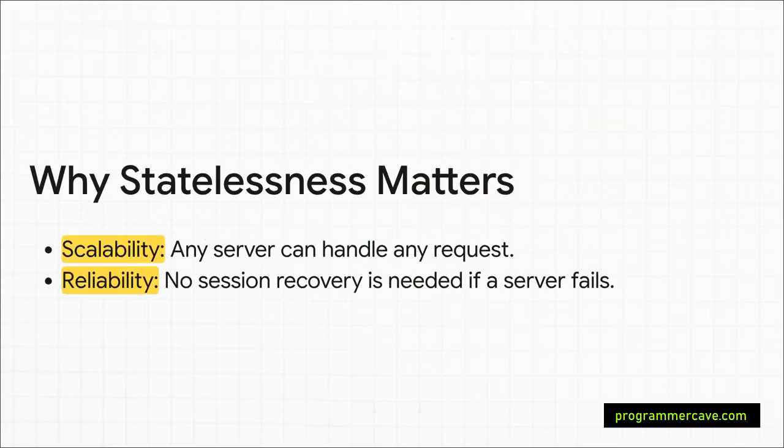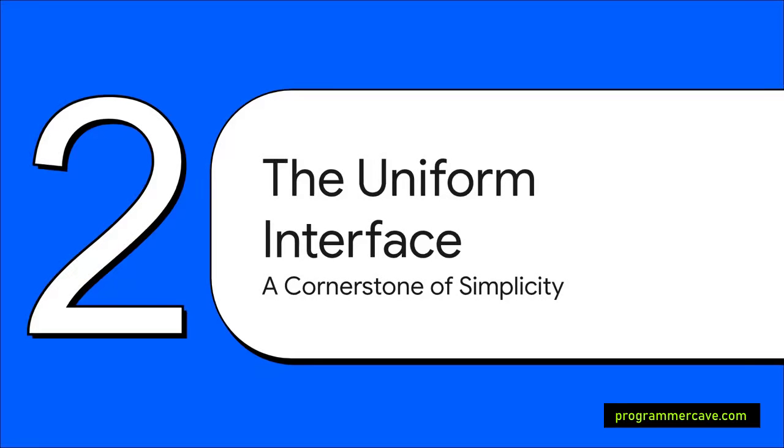Because any server can process any request without needing any backstory, you can just throw more servers at the problem to handle more traffic. That's what we call horizontal scalability. And if one of those servers just, poof, disappears, who cares? The next request just gets routed to a healthy one, and the user never even knew anything was wrong. There's no fragile session to try and recover. Okay, this next one, the uniform interface, is arguably the most important constraint of them all.